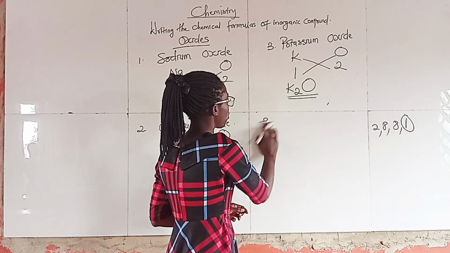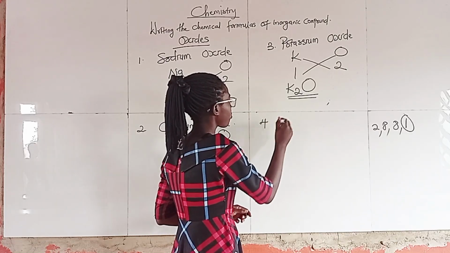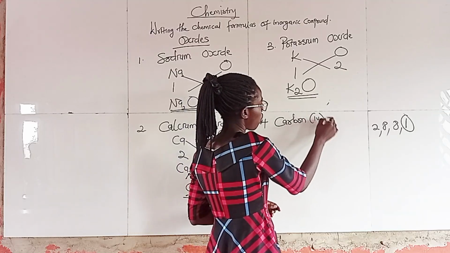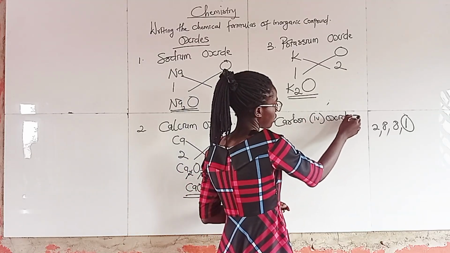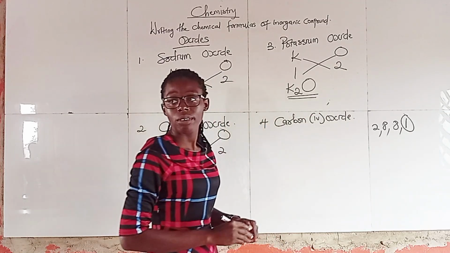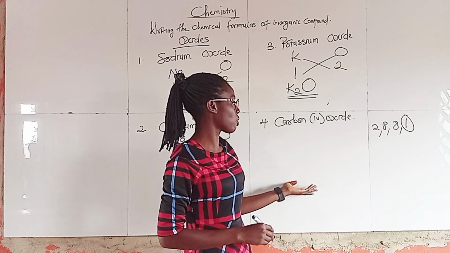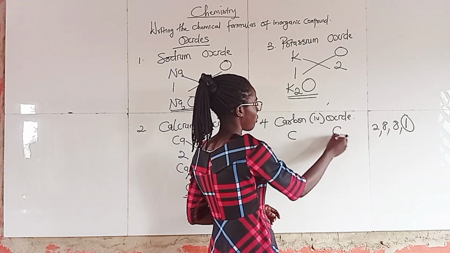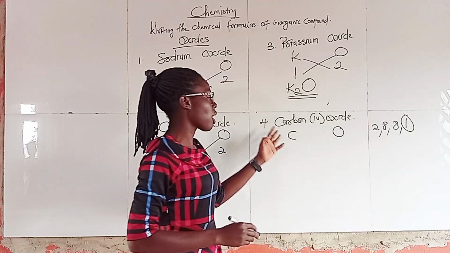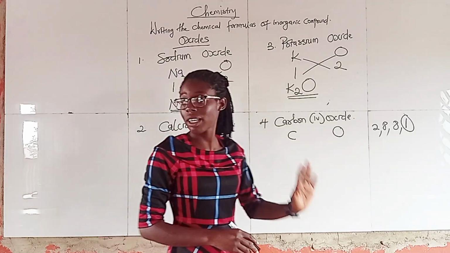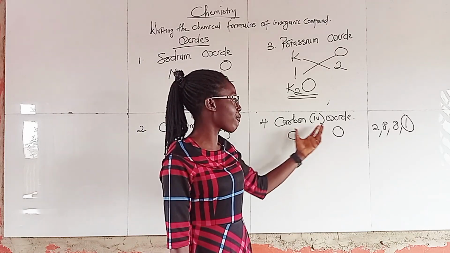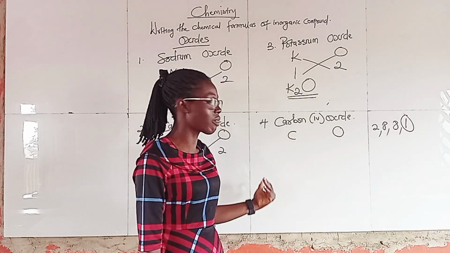Let's go to another oxide. Let's look at carbon(IV) oxide. The first step, write out the chemical symbols of the elements making up the oxide. I have carbon and then I have oxygen. Carbon is a non-metal and it has a valency of 4 and 2. But in this case, this is carbon(IV) oxide, so we're making use of the valency of what?